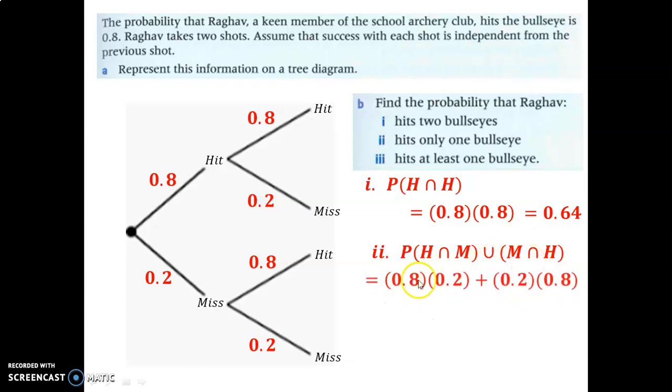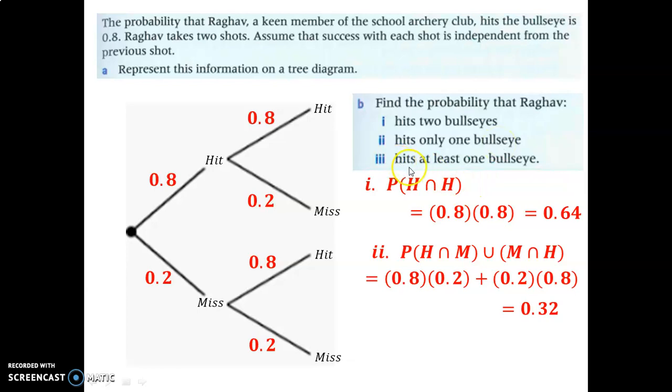So that would be hit miss right here, or plus miss hit, and you have to add those up to get the chance of getting exactly 1 bullseye, and that's 0.32. So if you did only one of those paths, remember you have to think about both those paths because they lead to that 1 bullseye situation.